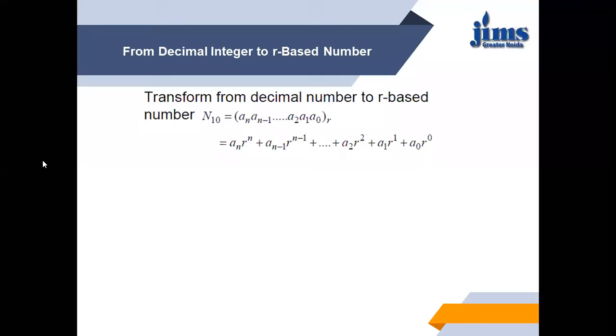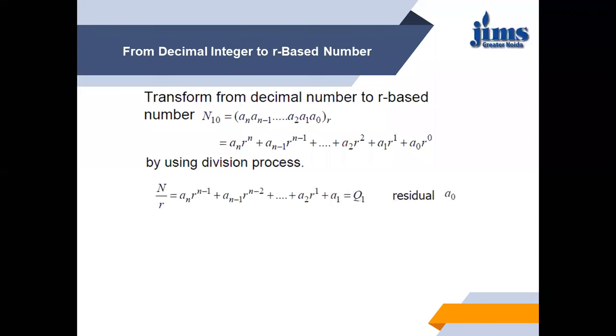And when we do so, it will be like this: a_n r to the power n plus a_(n-1) r to the power n minus 1, and so on up to a_0 r to the power 0. This is the basic number which we have to find out. So this process can be done by the division process.